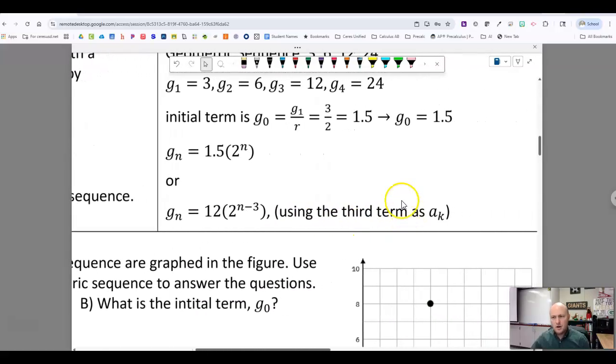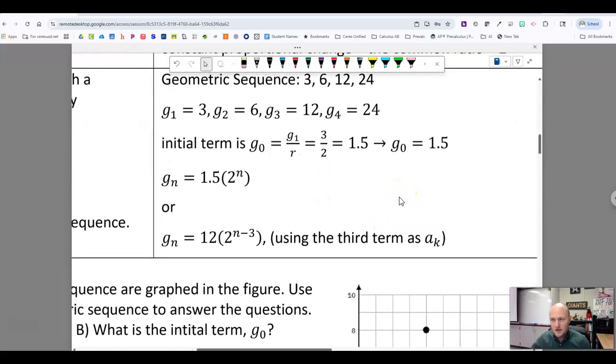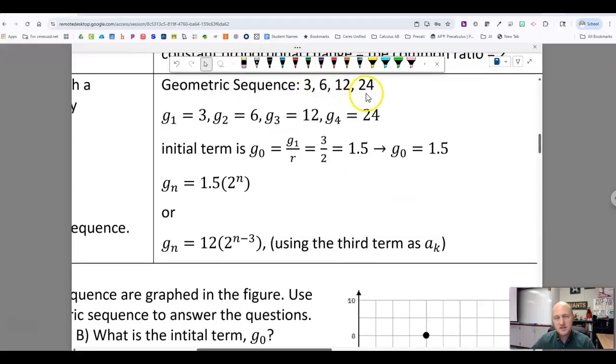And then here they are kind of like linked in the example of the 3, 6, 12, 24. So using our initial value of 1.5, I can find any term by multiplying it by 2, however many times I need, to the power of n. Well, what if I don't have my 1.5 initial value? Well, I can use the third term, which is 12. I start at 12 and I multiply by 2.